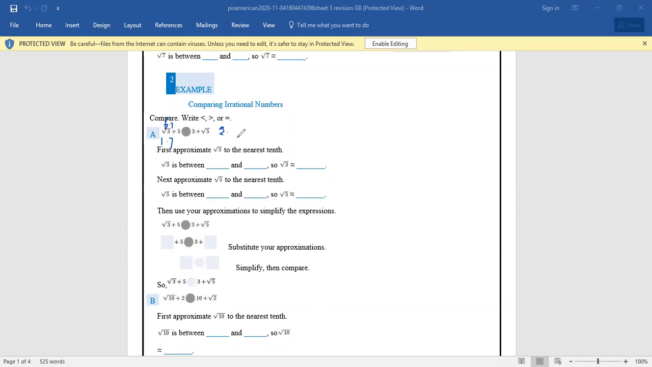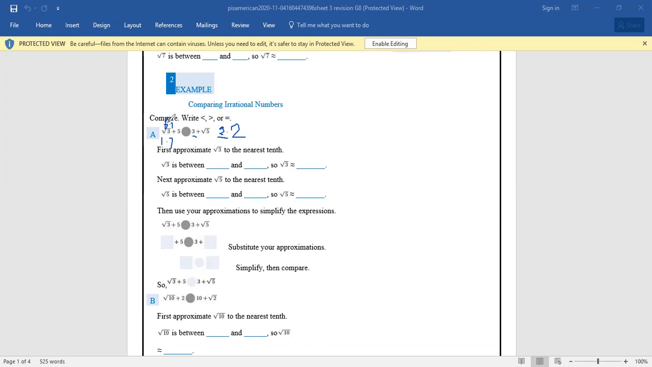Is root 5 close to 4 or close to 9? It's close to 4. So it will be 2.2 or 2.3, right? Now I have the integer 2 here, and the integer 3, so it will be 5 point something. And this one, the integer was 5 and the decimal part of the irrational was 1 point something. So by the end, we have to put the sign: more than, less than, or equal.